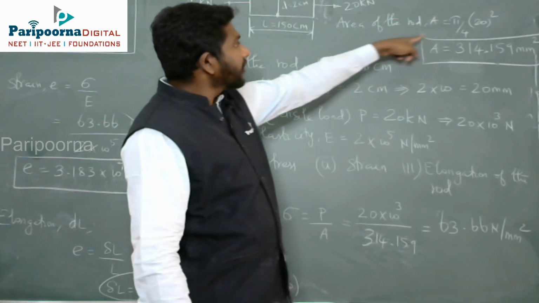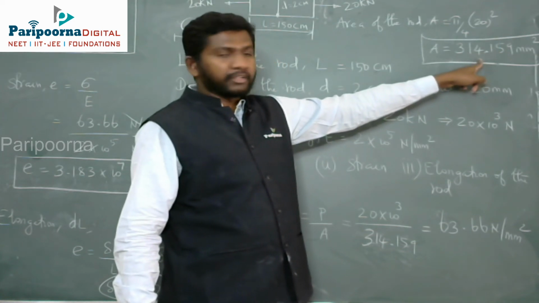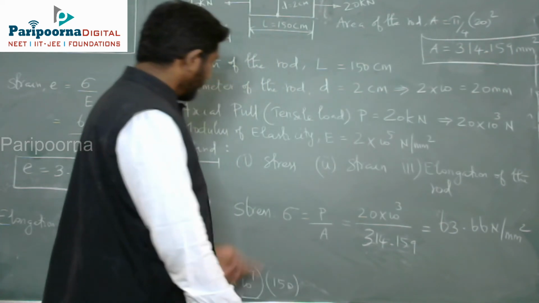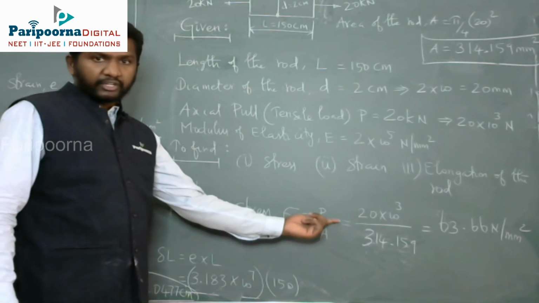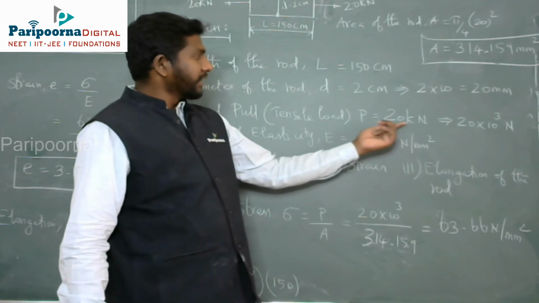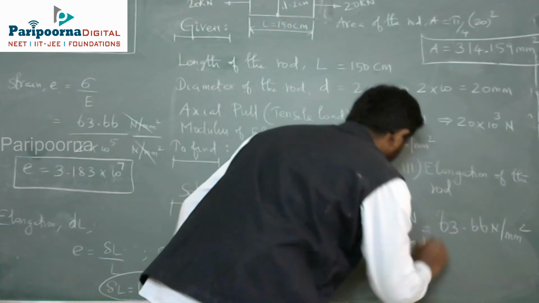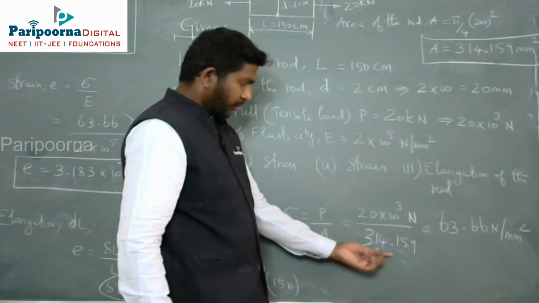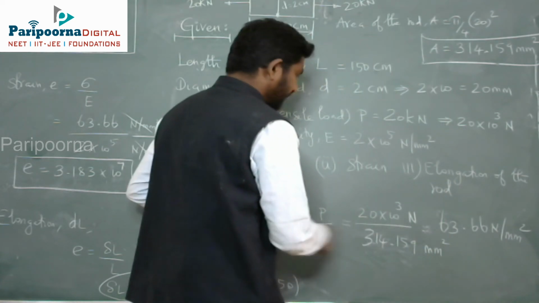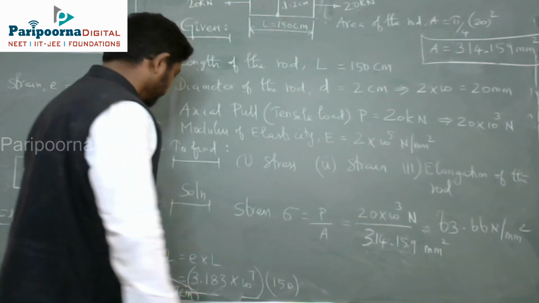Now you calculate area of the rod A, which is π by 4 d square, π by 4 into 20 square, which is area of the rod is 314.159 mm square. Now if you calculate stress value, stress is equal to load over area. So load is given, axial load 20 kilonewton, so 20 times 10 power 3 Newton, divided by 314.159 millimeter square. So the stress unit is Newton per millimeter square. Now you completed stress value.